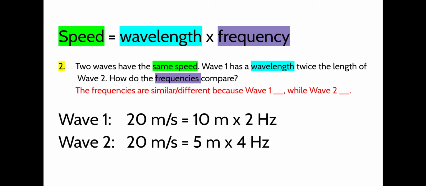Wave 1 has a wavelength twice the length of wave 2. So if we look at wave 1, its wavelength is 10 meters. 10 meters is twice that of wave 2, which is 5 meters. So the question now asks you, how do the frequencies compare? So that's asking about the hertz.